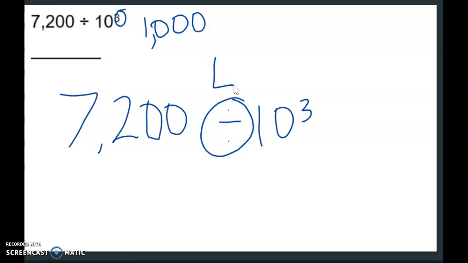Now looking at 7,200, I don't see a decimal place, but there is one there. Where is that decimal place value? Right here on the end of that number. We're moving to the left 3 times. 1, 2, 3. So my new answer is 7 2/10.